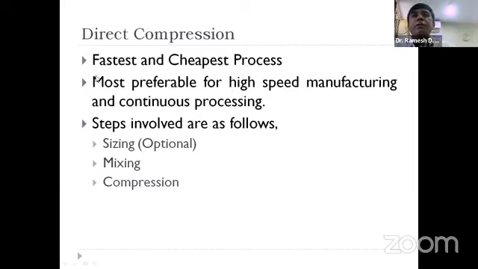Direct compression is the fastest and the cheapest process, and the most preferable for high-speed manufacturing and continuous processing. In March last year, that is March 2023, US FDA approved the final guidelines for continuous manufacturing, that is the ICH Q13 guidelines.